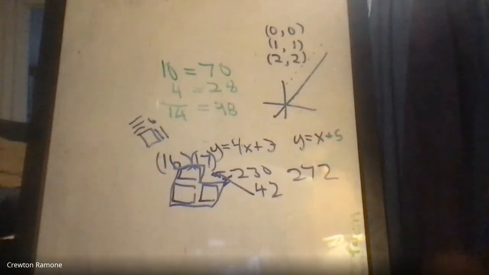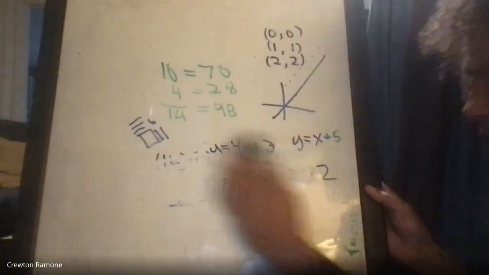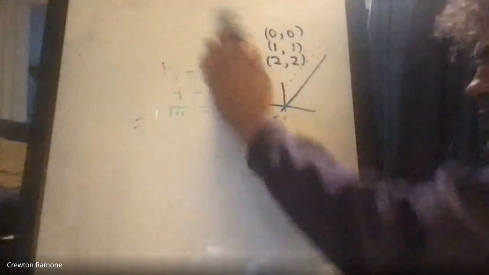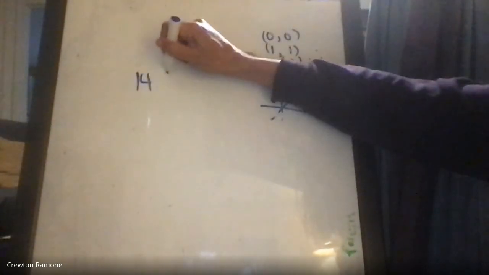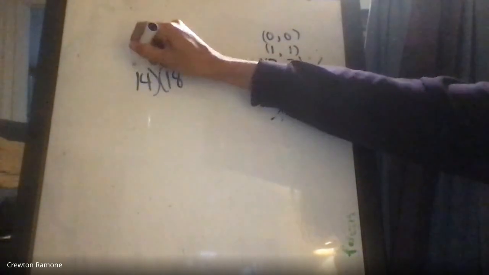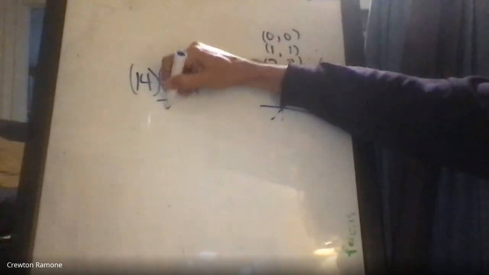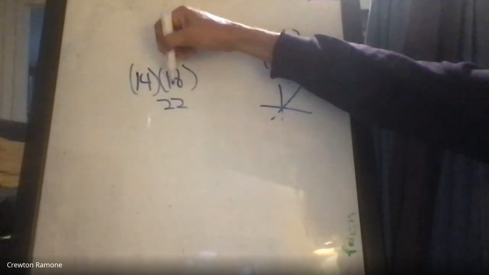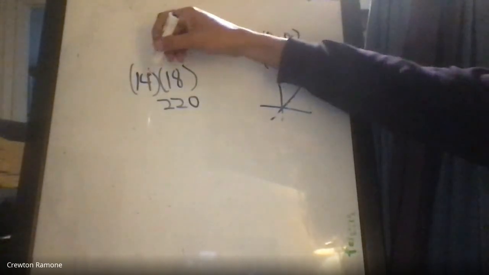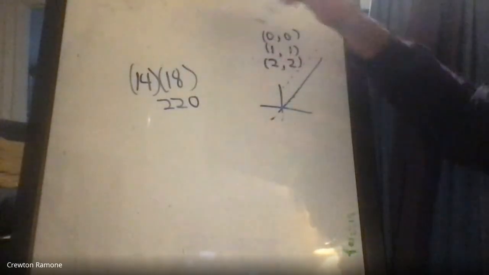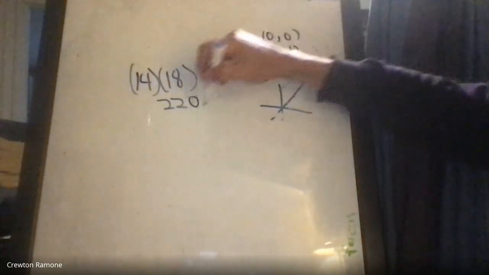So, all right, let's do another one. Pick two numbers. How about 14 and 18? Well, I already know that's going to be 22, right? 22 tens is what I'm talking about. And 4 times 8 is, what's 4 times 8, David?